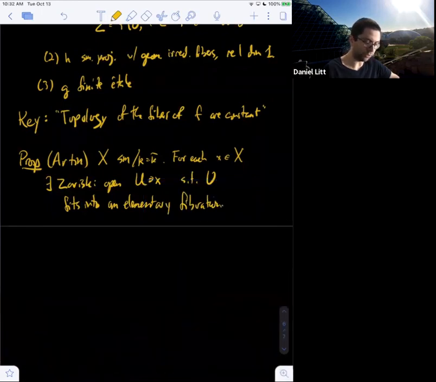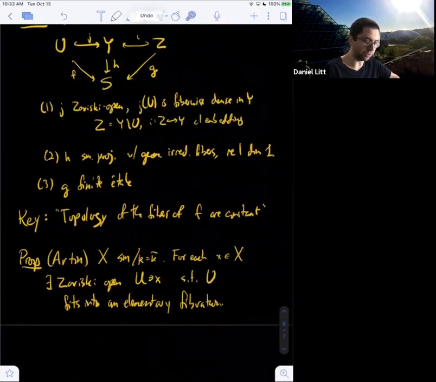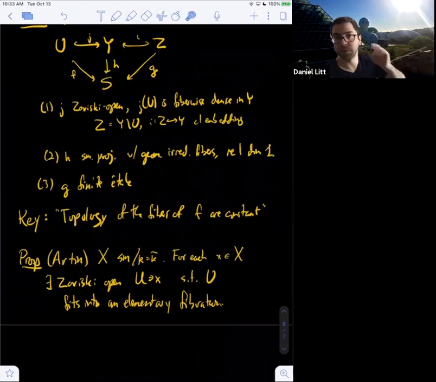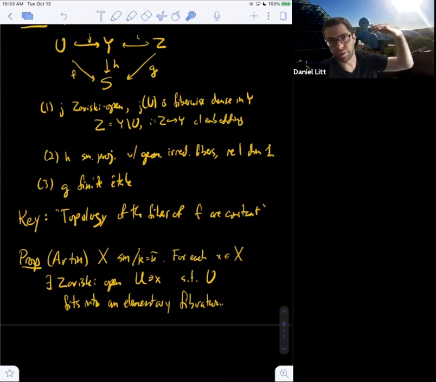And when I say fits into an elementary fibration, all I mean is that there exists a Y, S, and Z, and all these maps making a diagram like this. So in other words, in a neighborhood of any point, one can write an open of your variety as a kind of fiber bundle in punctured curves. That's what this is trying to say.